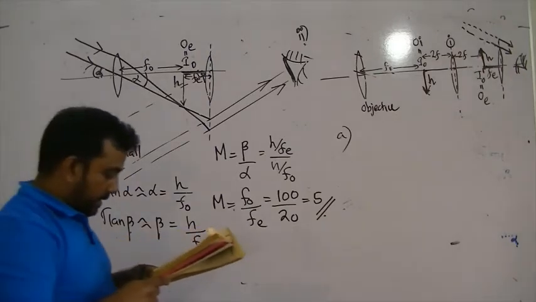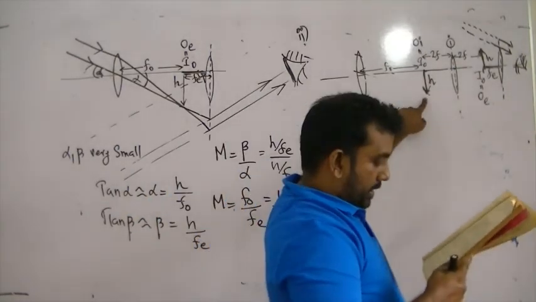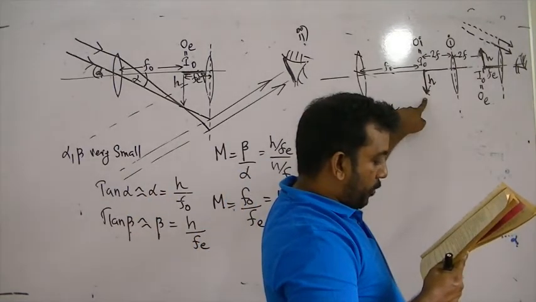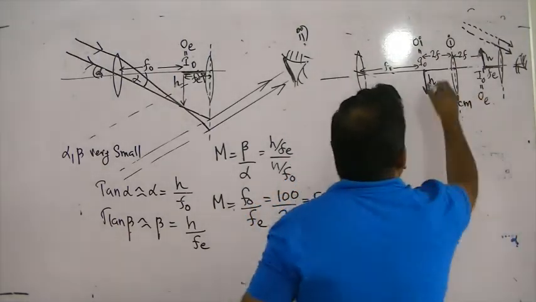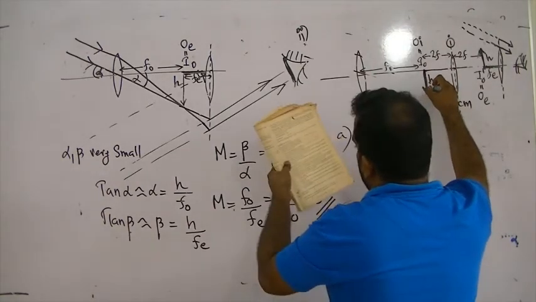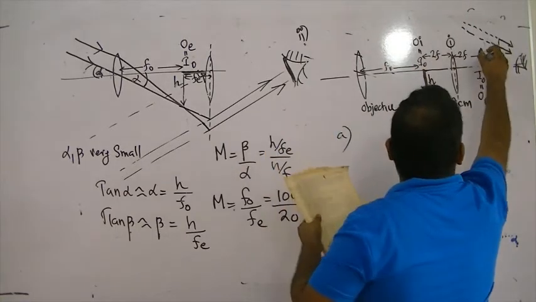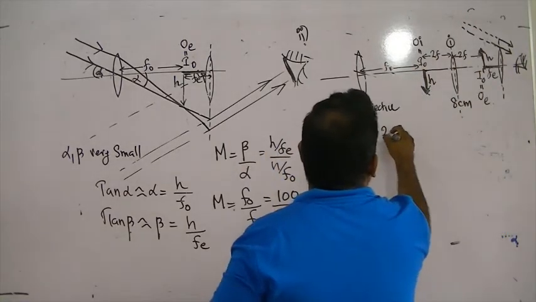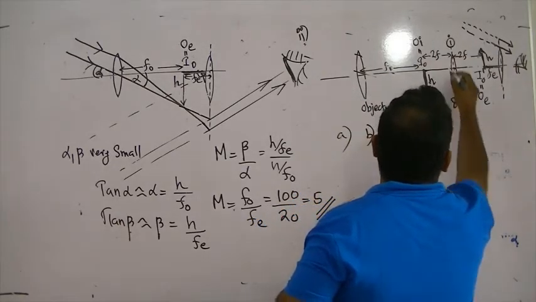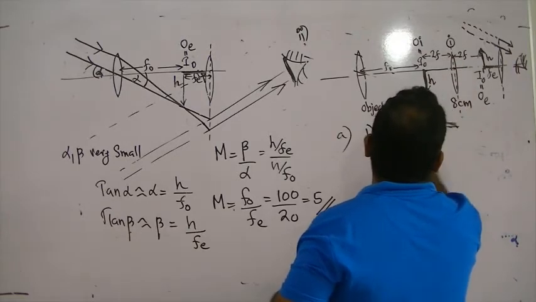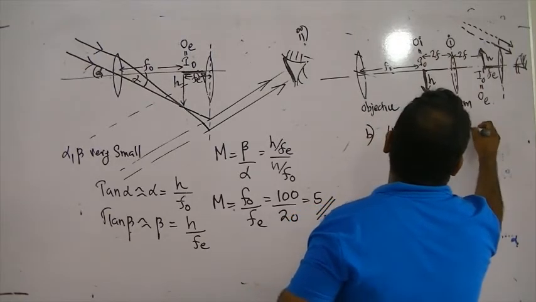Okay. Part B. What is the distance between the image formed by the objective and that formed by the lens of focal length 8 cm? Focal length 8 cm. So what's the distance between the image formed by the objective and its image? This distance is 2f plus 2f, 4f. 4f distance is 4 times 8, 32 centimeters.